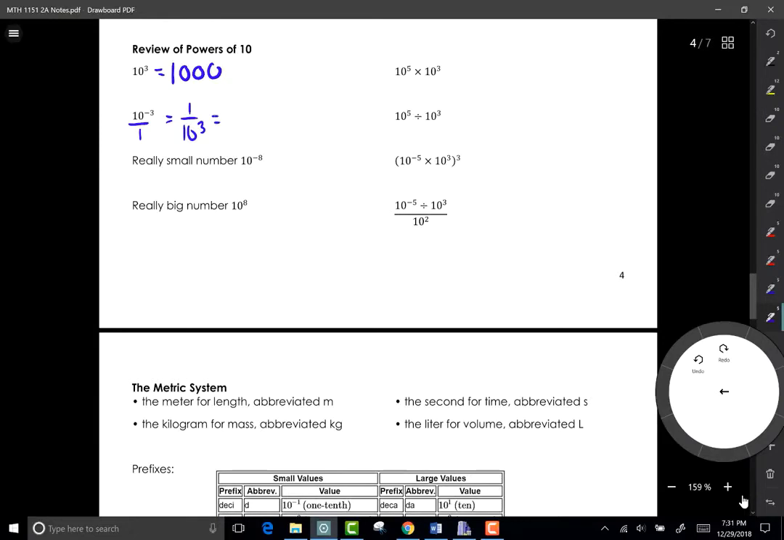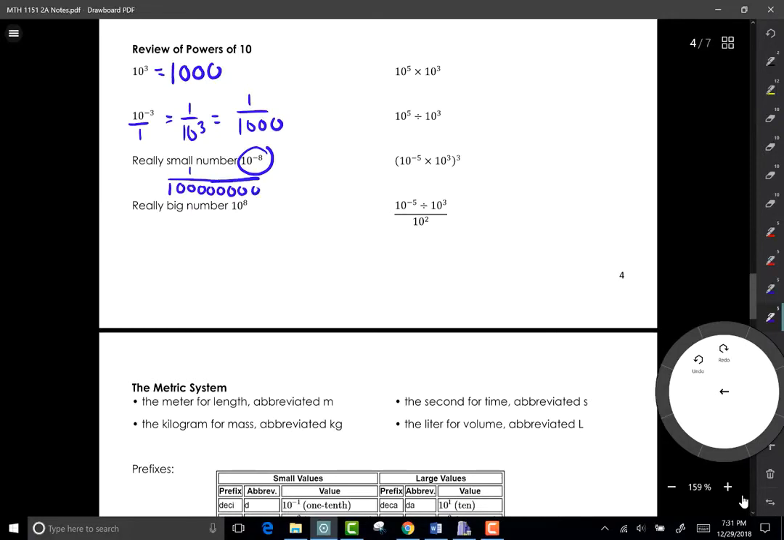And that's going to give me 1 over 1,000, because 10 to the third is 1,000. So when you have negative exponents with powers of 10, it's going to be a really small number. So for example, this one is going to be 1 over... because it's a negative exponent, you're going to flip it upside down, and it's going to be a 1 with 8 zeros. 1, 2, 3, 4, 5, 6, 7, 8. So a really small number.